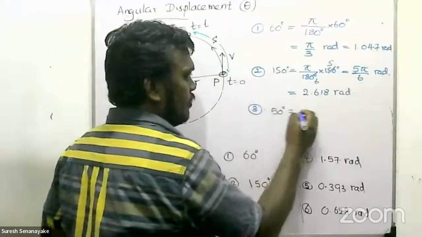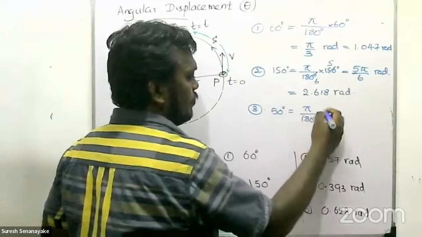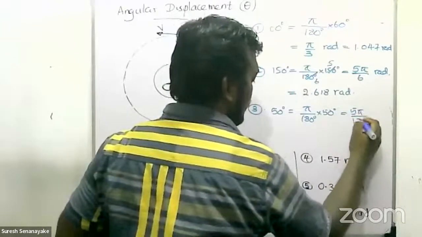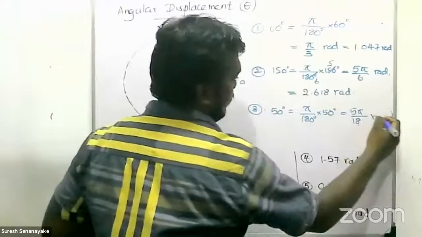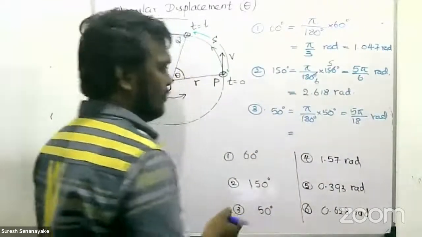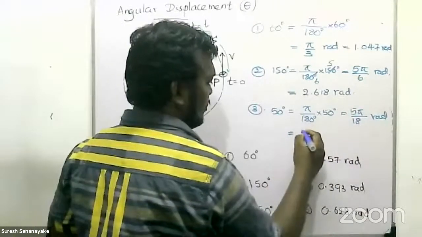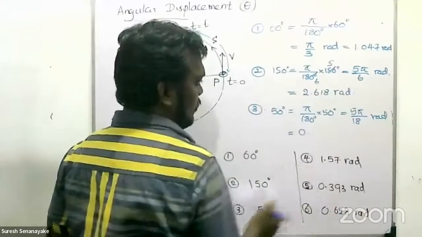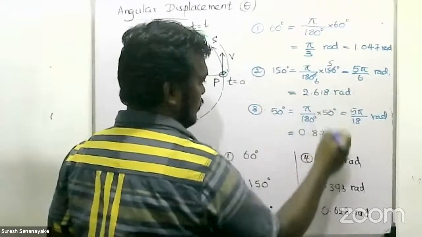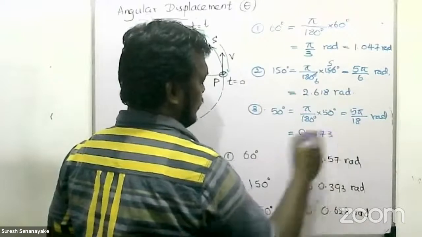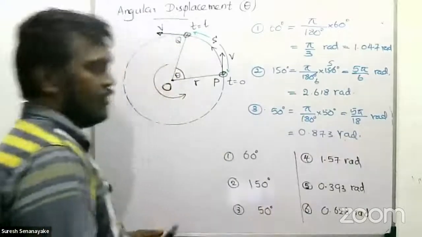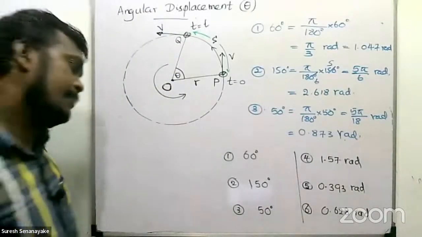50 degrees. I wrote 5 pi over 18 radians. That means you can divide this by 3, and that's 0.8727 radians. Clear?